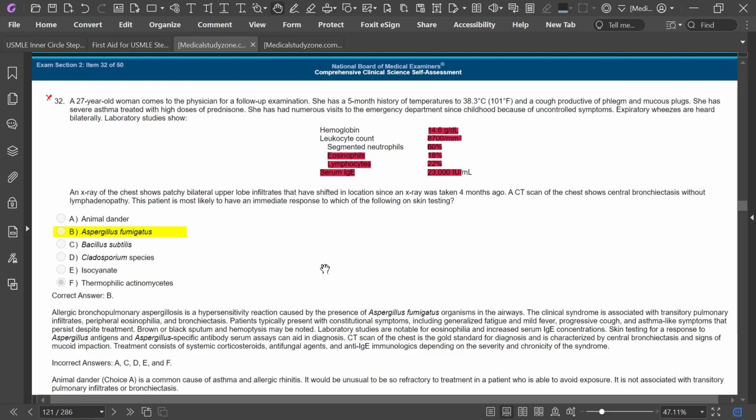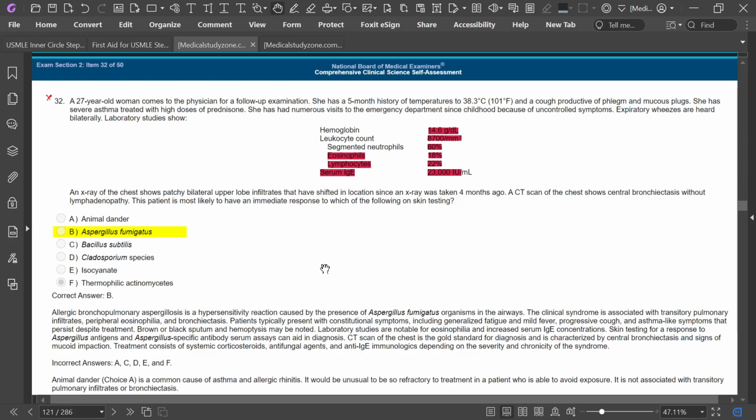An X-ray of the chest shows patchy bilateral upper lobe infiltrates that have shifted in location since the X-ray taken 4 months ago. CT scan of the chest shows central bronchiectasis without lymphadenopathy. This patient is most likely to have an immediate response to which of the following on skin testing?